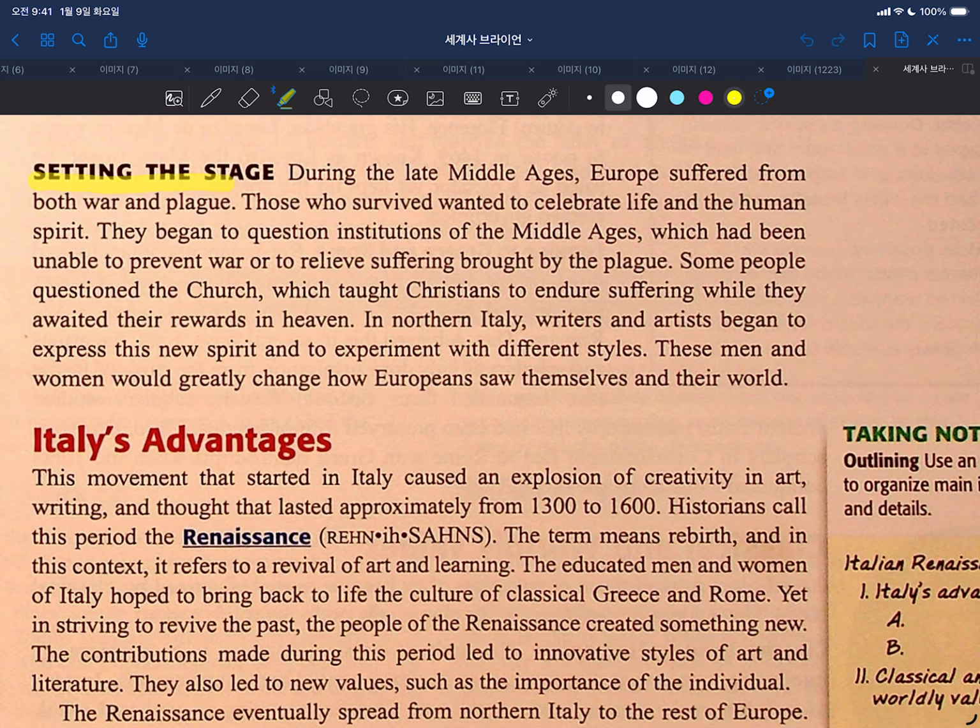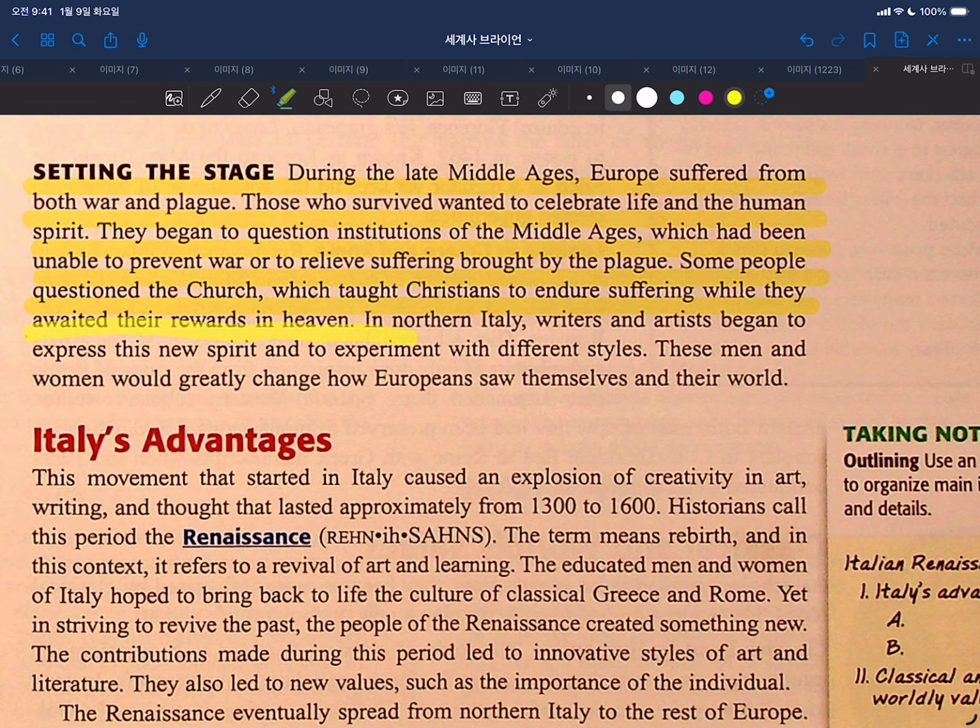Setting the stage. During the late Middle Ages, Europe suffered from both war and plague. Those who survived wanted to celebrate life and the human spirit. They began to question institutions of the Middle Ages, which had been unable to prevent war or to relieve suffering brought by the plague. Some people questioned the church, which taught Christians to endure suffering while they awaited the rewards in heaven.